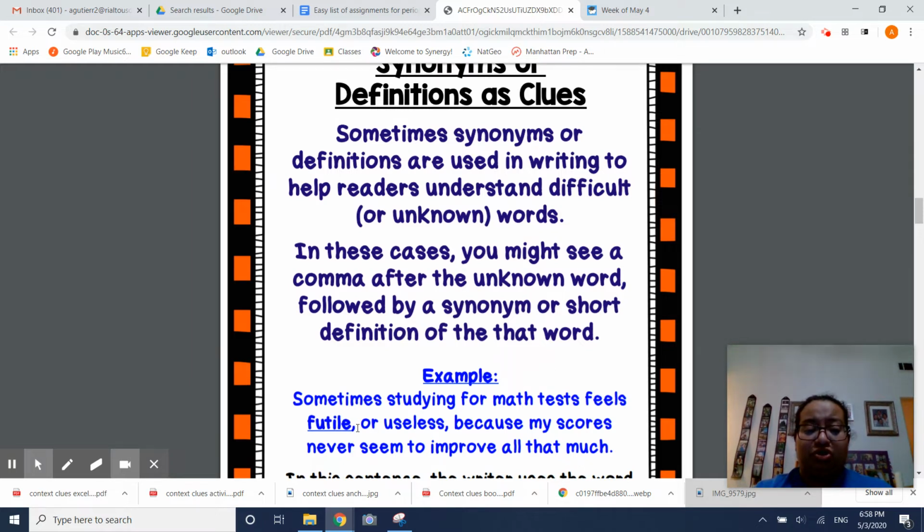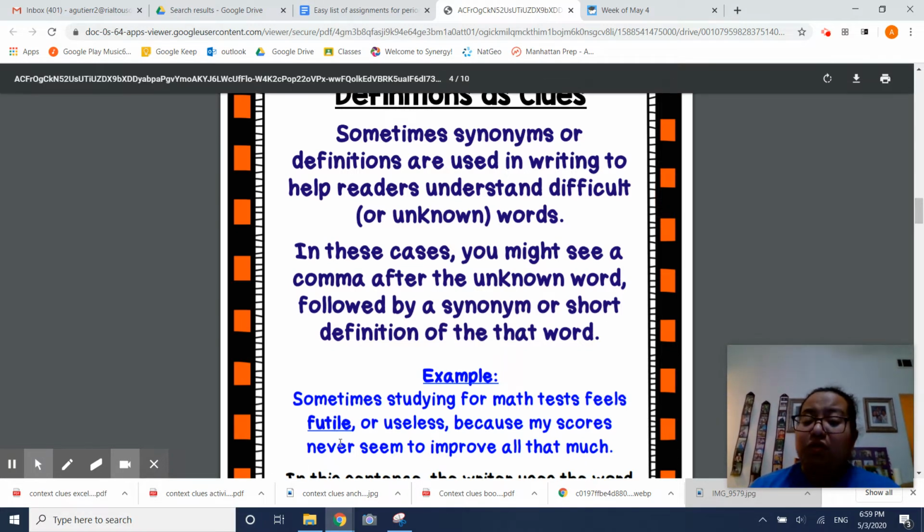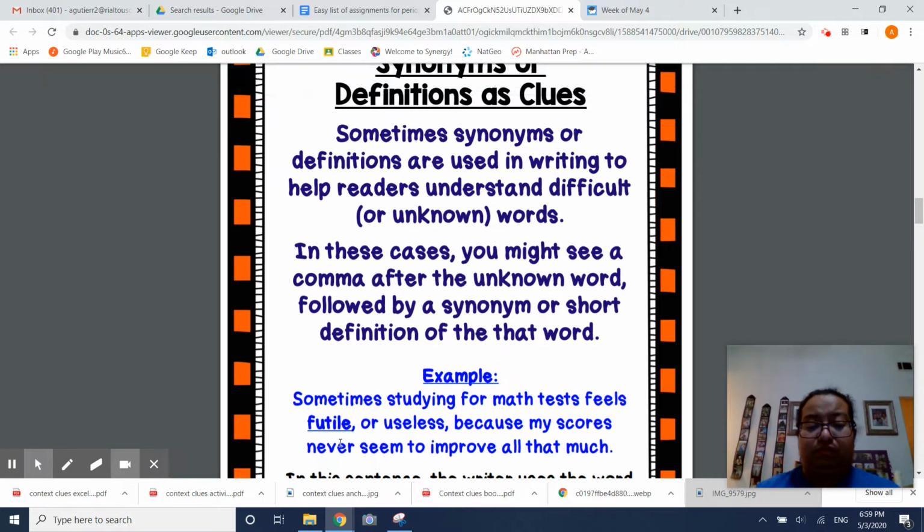Okay, and here is our mystery word. Let's even pretend that we don't know how to pronounce it. Sometimes studying for a math test feels blank or useless because my scores never seem to improve all that much. Okay, a definition or a synonym is right next to it. Feels blank or useless is telling me that this word and this word mean the same thing. So on the side, write down what you think futile means. Write it down.